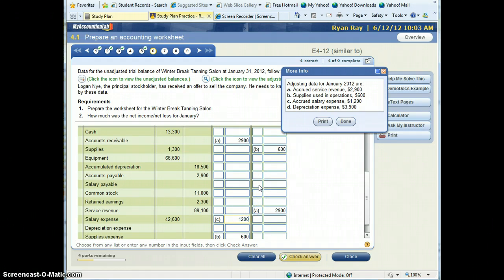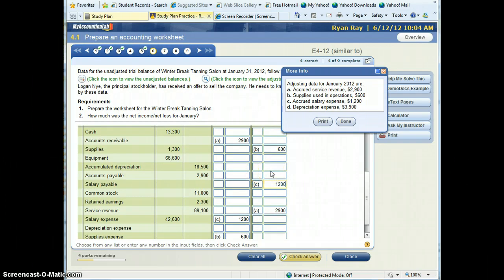That's one thing to remember with all adjustments. None of these will affect cash. No adjusting entry will ever affect cash. It has to do with timing differences between the cash basis and the accrual basis. That's why we do adjustments. So the other part of C, if I've got $1,200 on this side, then it had to go to the liability for salaries, $1,200.